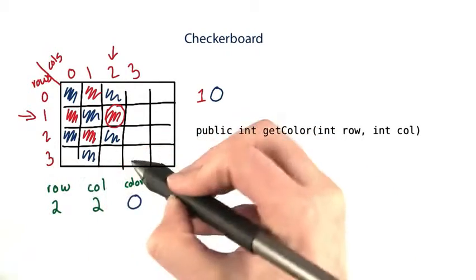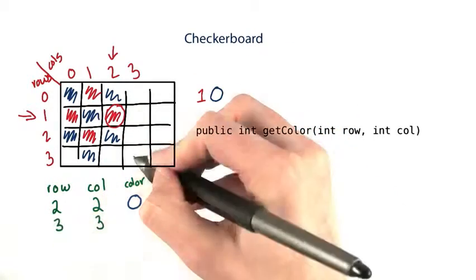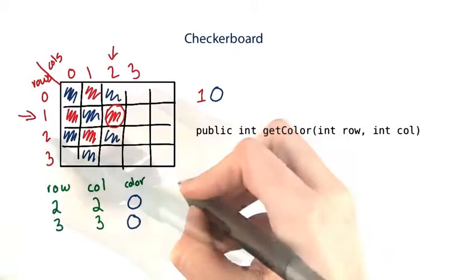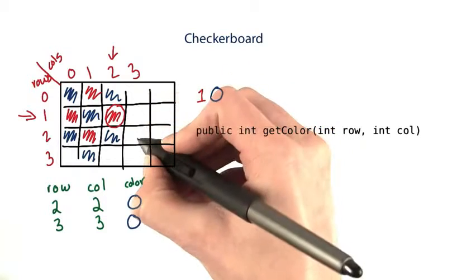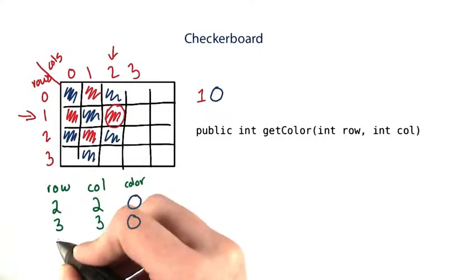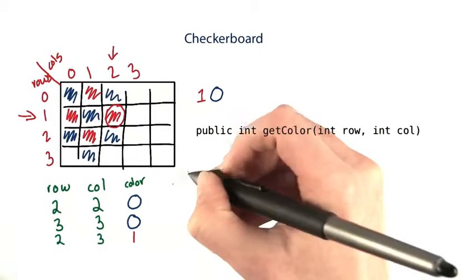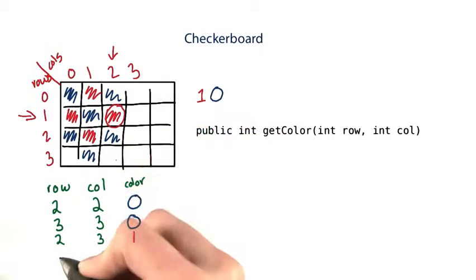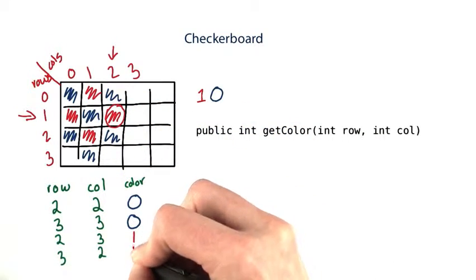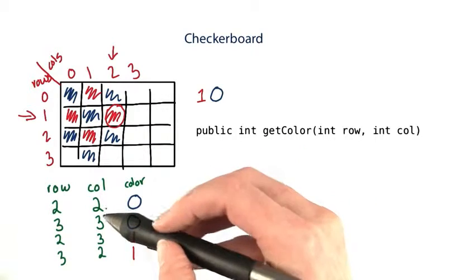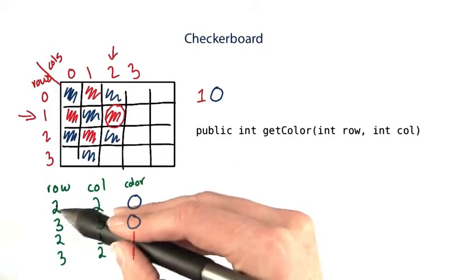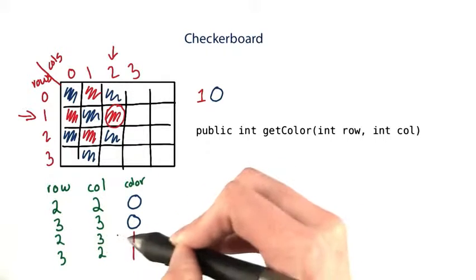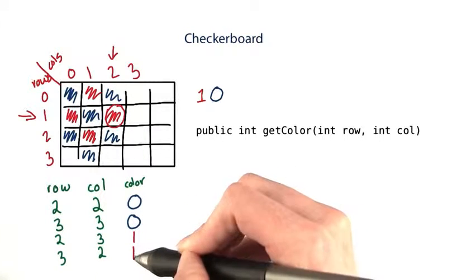The spot 3, 3 should also be blue, so again, we need a 0. 2, 3 should be red, so that should be a 1. And 3, 2 should be red, so also 1. So what's an expression I could try to use to turn 2 and 2 into 0, 3 and 3 into 0, 2 and 3 into 1, and 3 and 2 into 1?